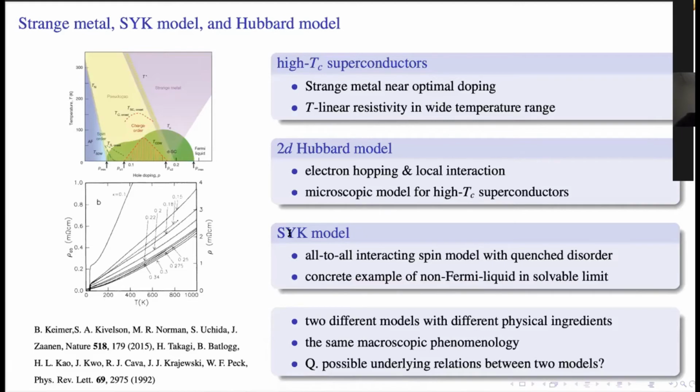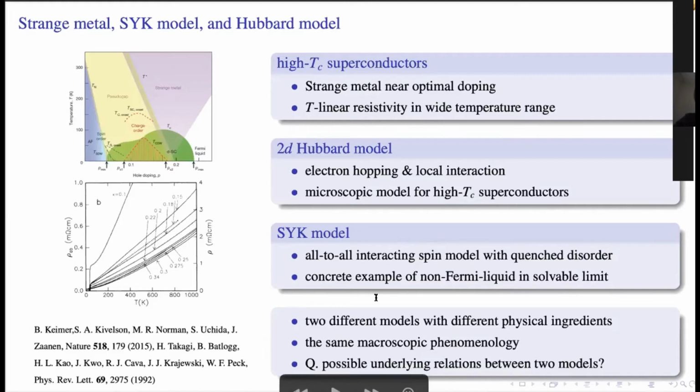On the other hand, there is the recently highlighted SYK model, which was first introduced as all-to-all interacting spin models with a quenched disorder. And it recovers the T-linear scattering rate, and it is analytically solvable for the large N limit. So it is one of the concrete examples of the non-Fermi liquid in this model.